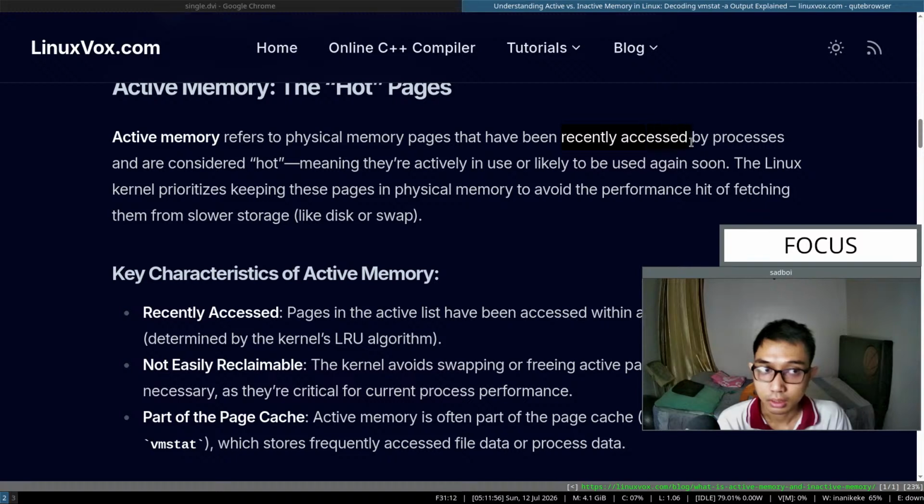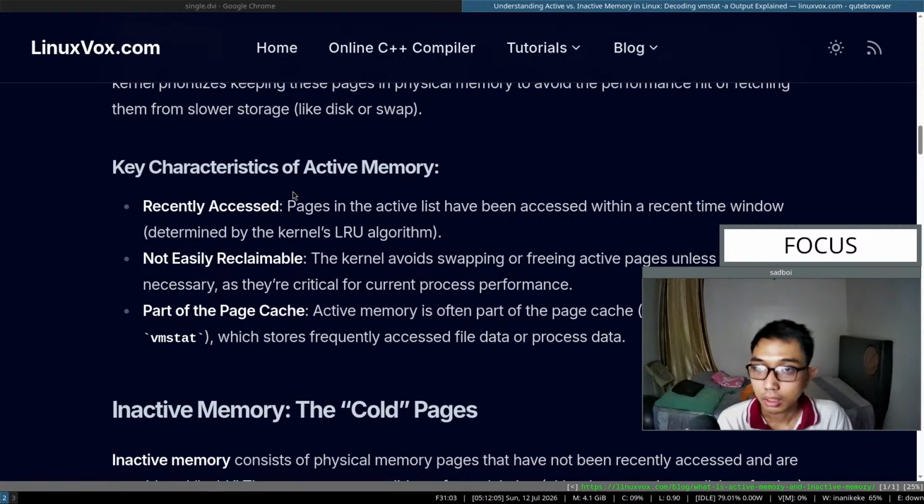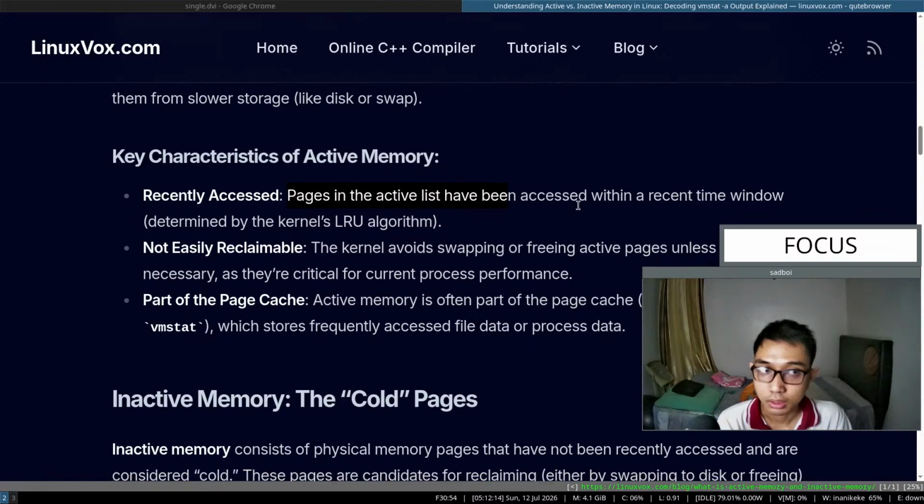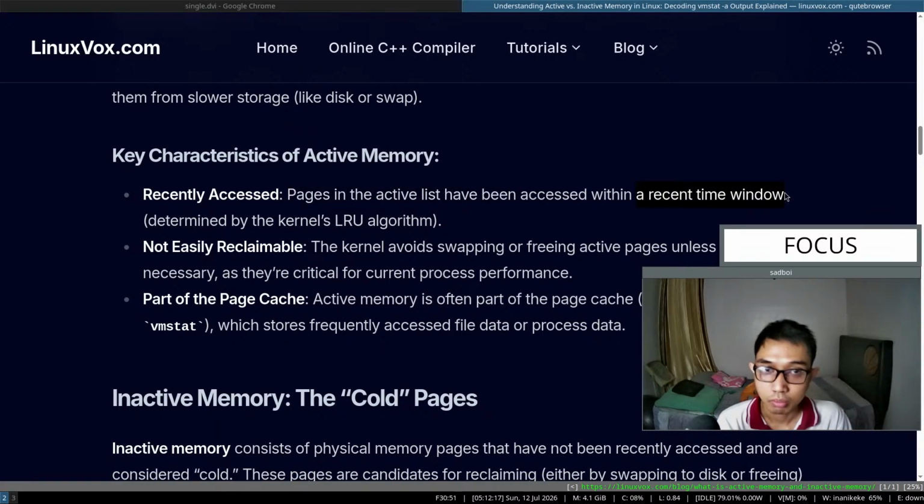Recently accessed. Actively in use or likely to be used again soon. Characteristic of active memory: recently accessed pages. It is pages in the active list that have been accessed within a recent time window determined by the kernel's LRU algorithm. I kind of forgot what LRU means.